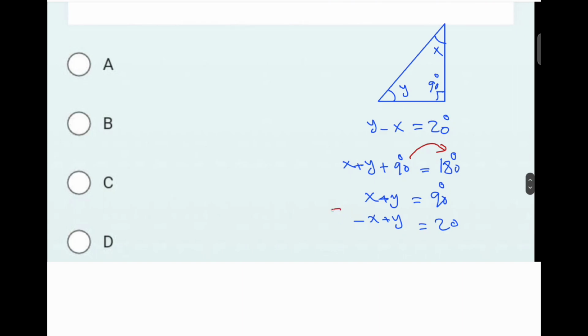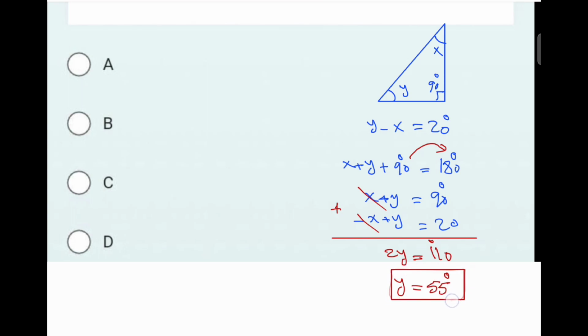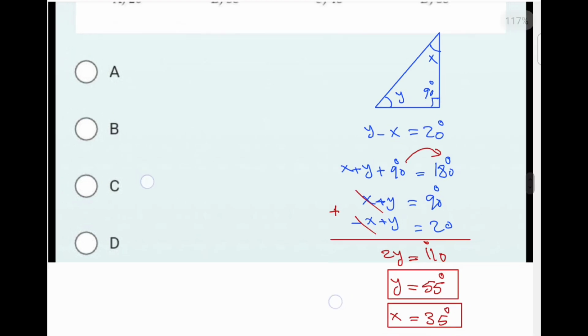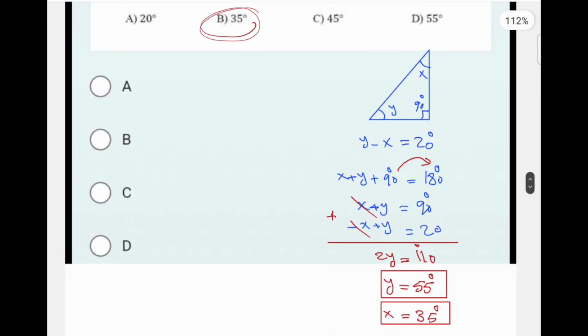So if you add these two equations together, x minus x cancels out, and then you will have 2y equal to 110. Divide by 2, this will be 55 degrees. Now if this is 55 degrees, we know that x is equal to 35 degrees. So the smallest one is 35. So the answer is B.